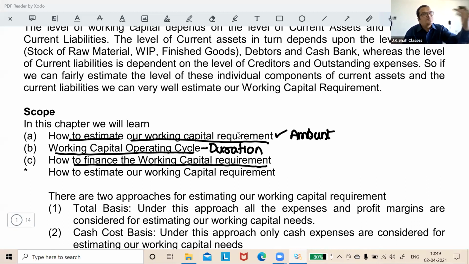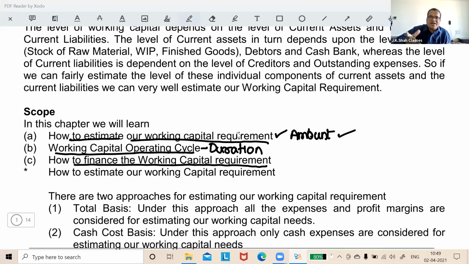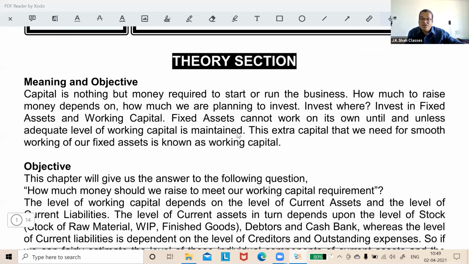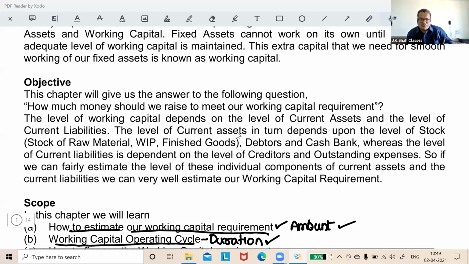So even if I'm going to the bank for borrowing for working capital, they're going to ask me the same two things. Sir, how much amount do you need for working capital? And sir, what's the duration of your loan? So this is what we need to learn. In this topic, though the name is just estimation of working capital, along with that, we are going to learn how to finance. How to finance, guys.